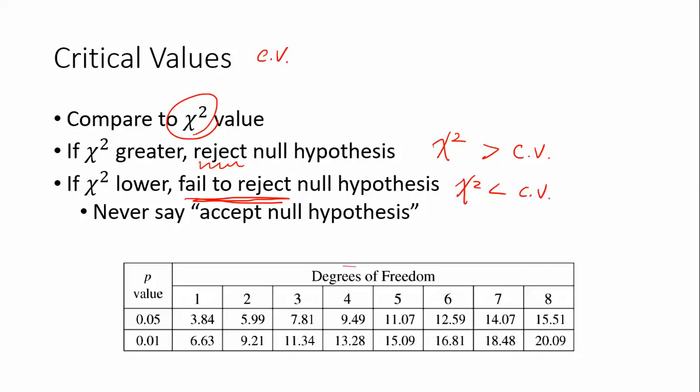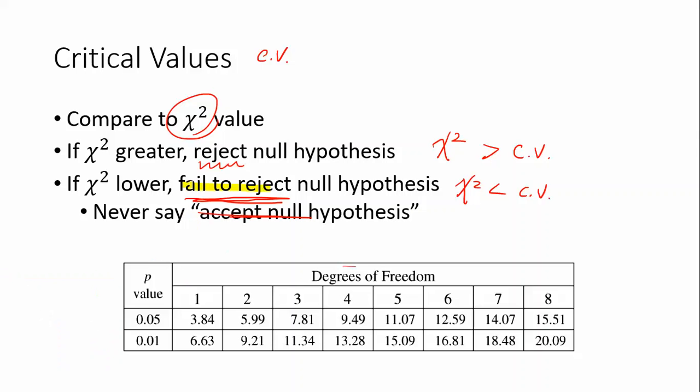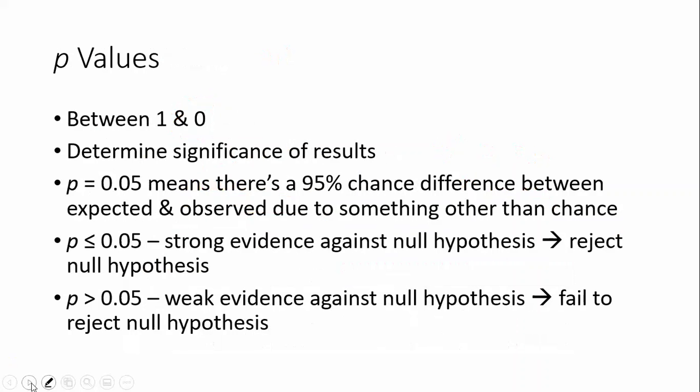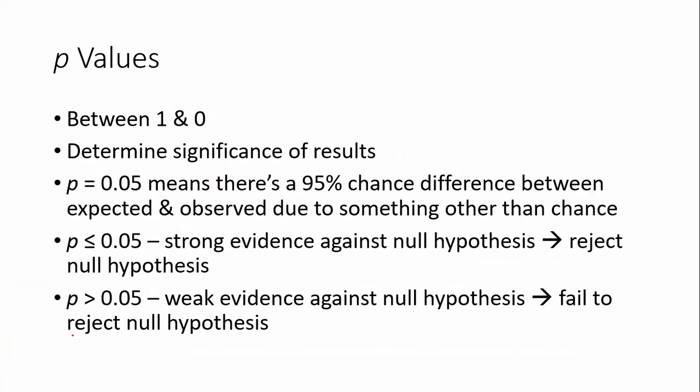So on test questions, etc., when you're discussing things, I will count it wrong if you write "accept the null hypothesis." So don't write that, but do write this. Okay? All right, so I've mentioned p-values. Now let's talk about what those are.